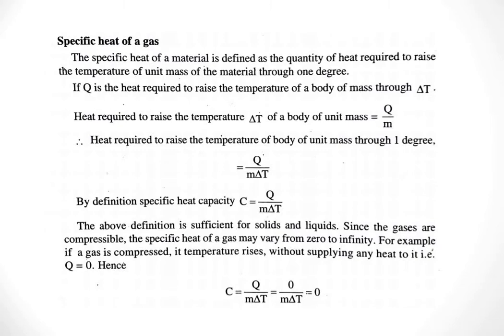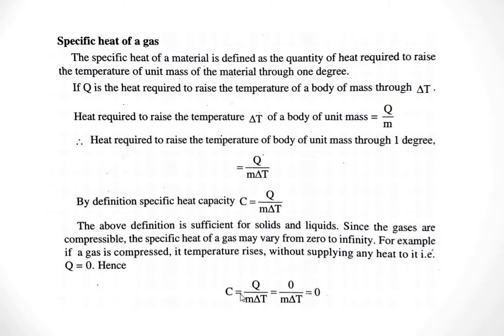So this is exactly the same in the case of liquids and solids. But in the case of gases, we know that C is equal to Q divided by m delta T. But when we compress the gas without giving any heat, there is a tendency for its temperature to increase. So this term becomes zero. That is a problem connected with finding the specific heat capacity of gases.